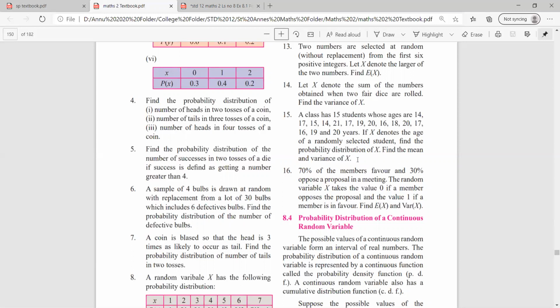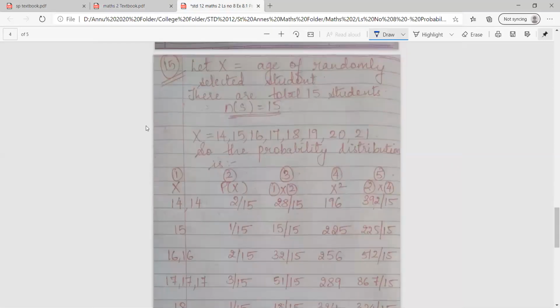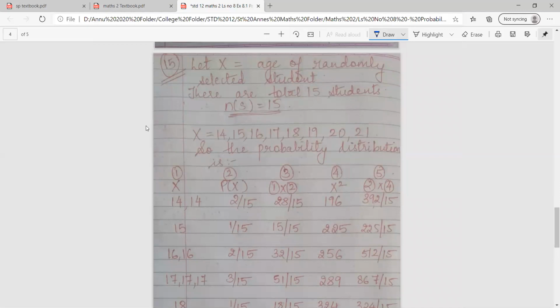So basically the ages of students are given in your class. The first thing is we'll arrange it in ascending order. After that, the maximum age is 21. So we can assume the value of X can be 14, 15, 16, 17, 18, 19, 20, up to 21. Then we can prepare the probability distribution table, because they have asked for it, and also 5 columns because they have also asked for the mean and variance of X.